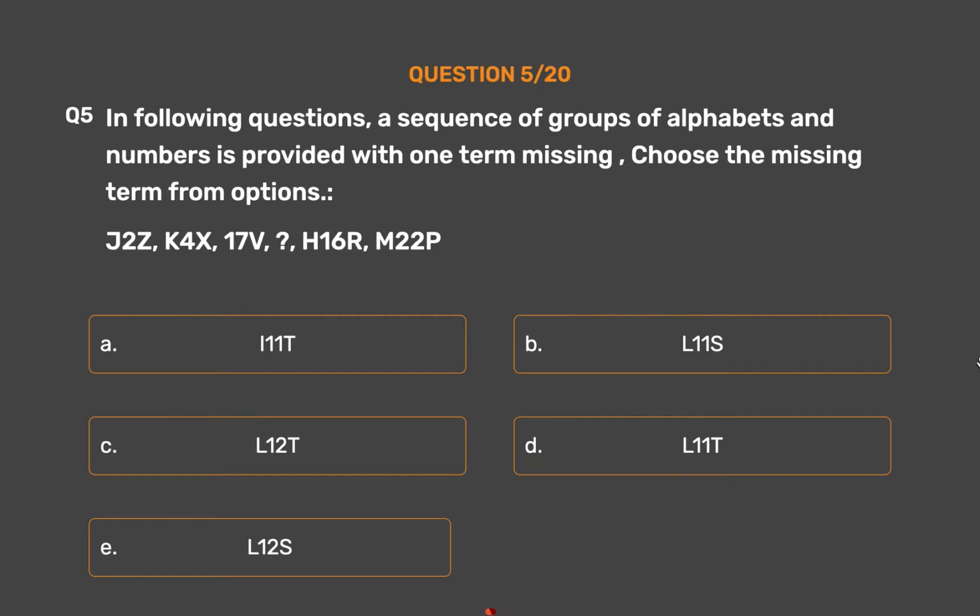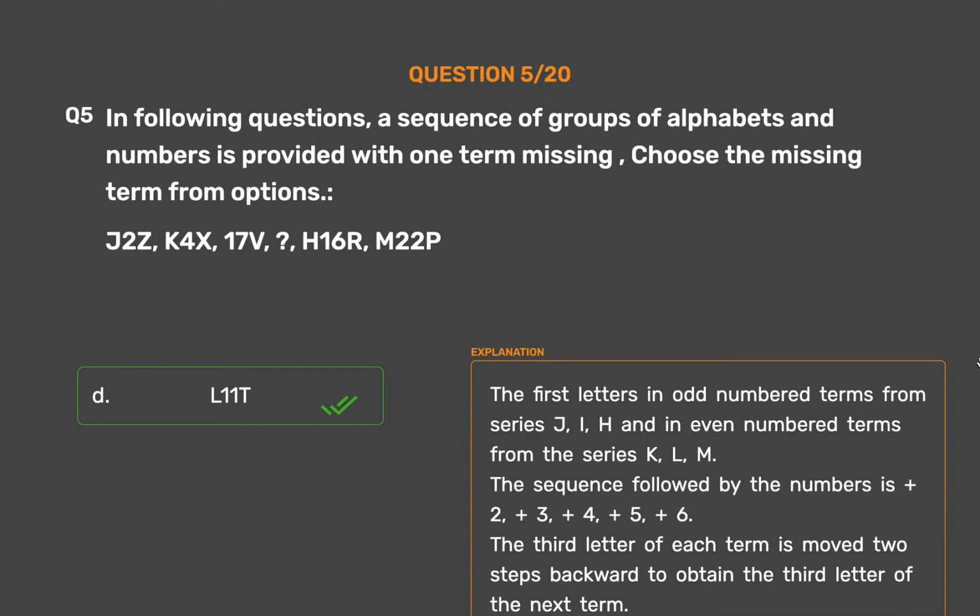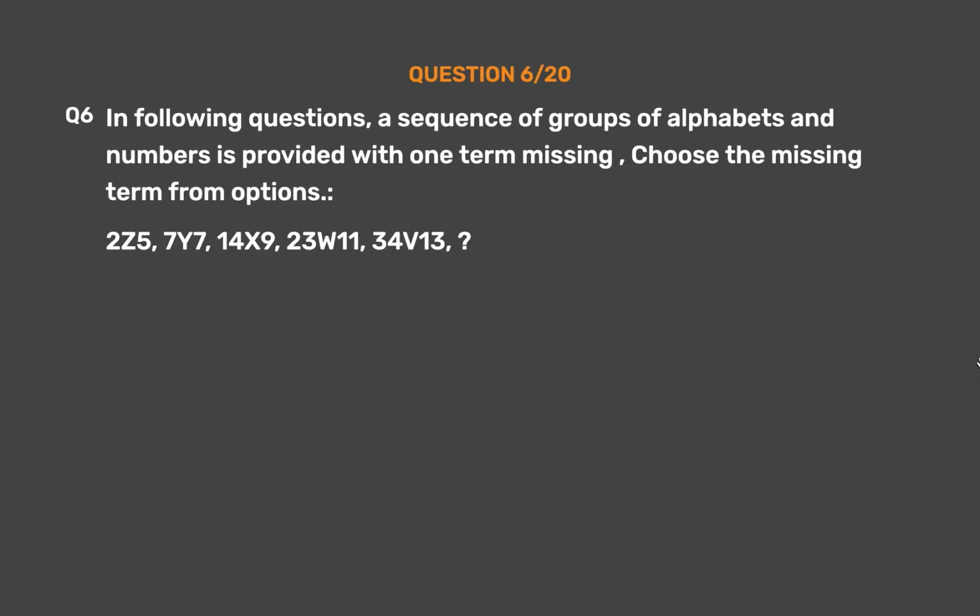The correct answer is Option D. L11T. The first letters in odd-numbered terms are from the series J, I, H and in even-numbered terms from the series K, L, M. The sequence followed by the numbers is +2, +3, +4, +5, +6. The third letter of each term is moved 2 steps backward to obtain the third letter of the next term. Question number 6. In following questions, a sequence of groups of alphabets and numbers is provided with one term missing. Choose the missing term from options.